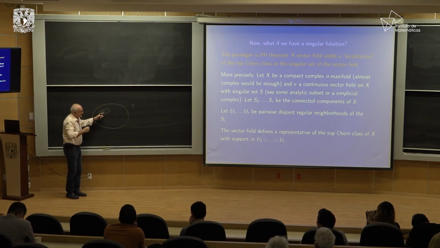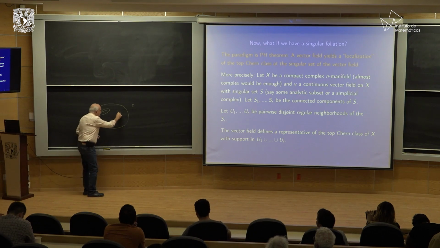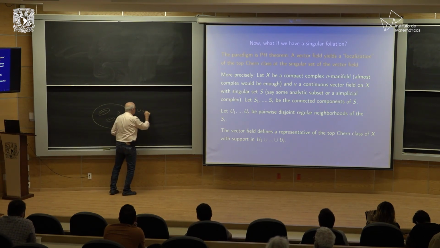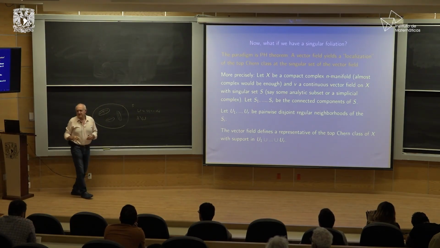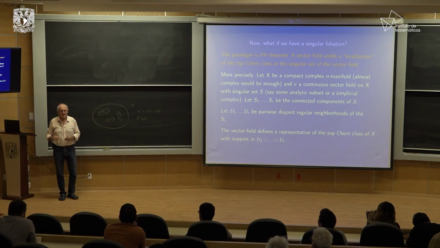let me do it for all components of the singular set. Let me call U the union of all these tubular neighborhoods. Then, when you look at X minus U, the vector field is non-zero everywhere.